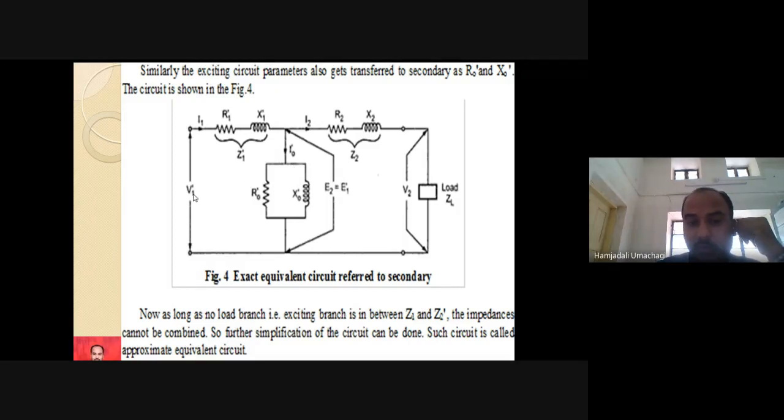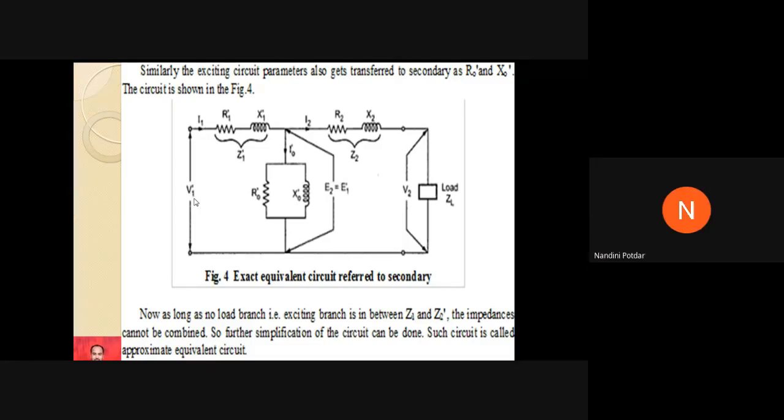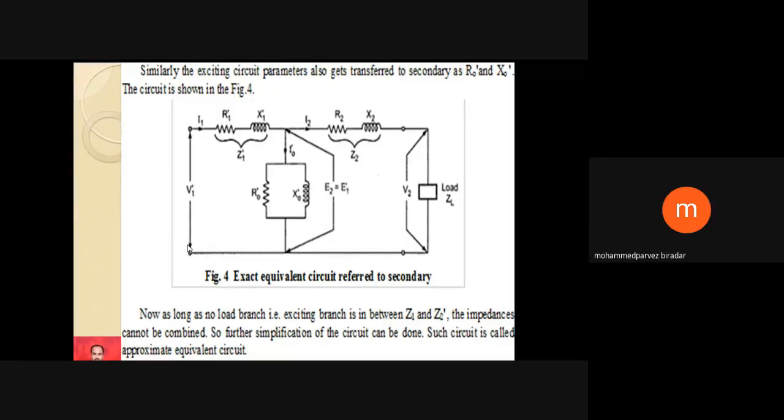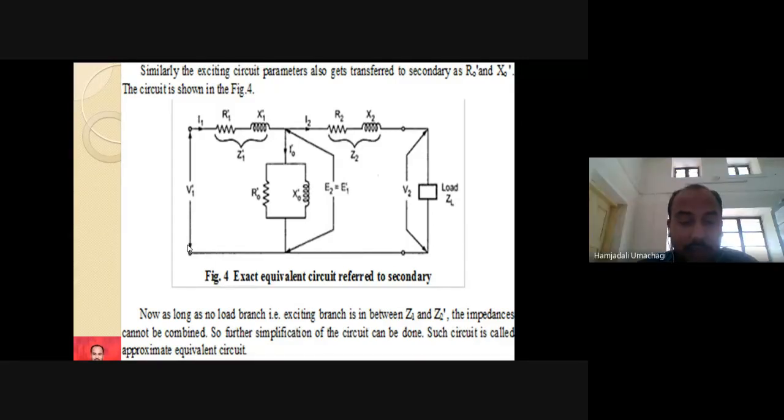Whereas your voltage V1 dash will be equal to what? Now you tell me, what is the value of V1 dash? K square into V1? V1 dash is equal to, in terms of K, whether I should... yes, I told you only single K I have to operate. V1 into K. V1 into K, very good. So this will be V1 into K.